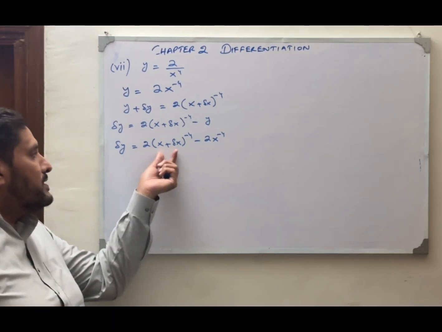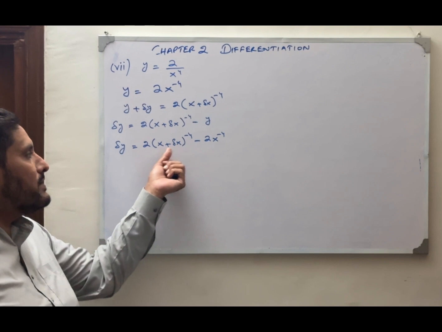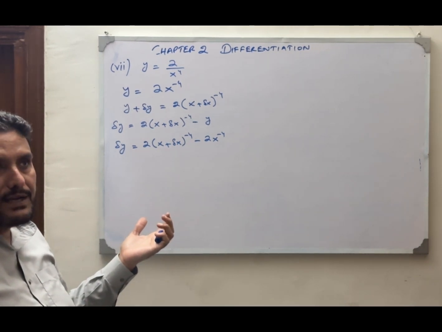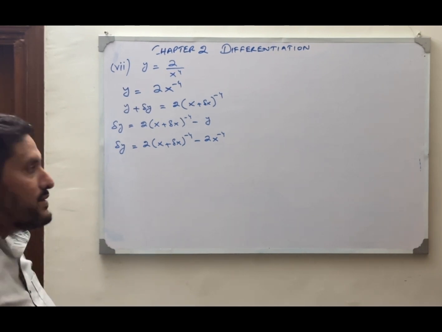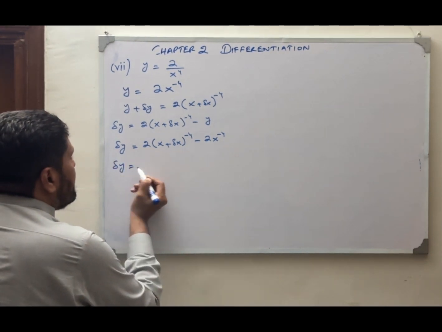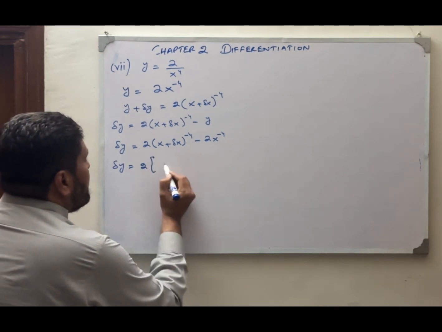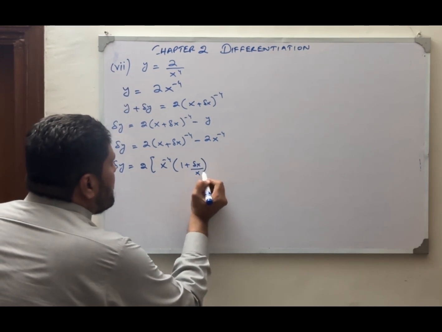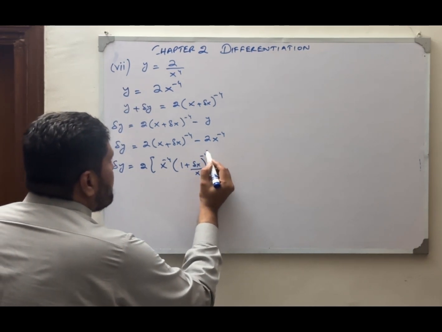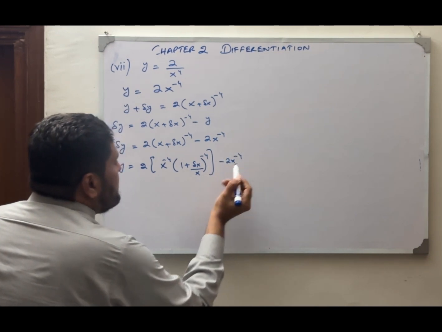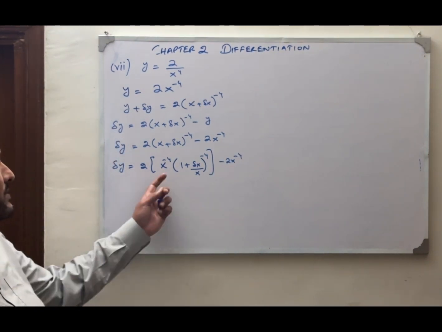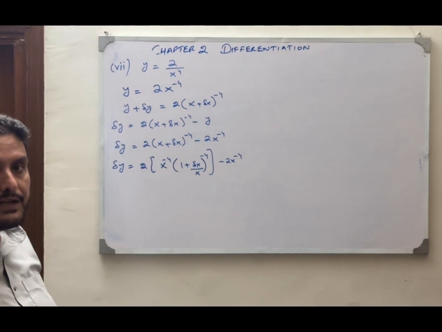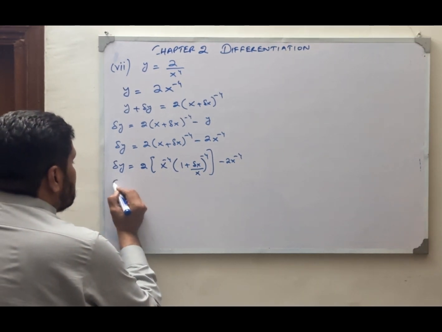Now, to simplify this equation, we take x power minus 4 common from this expression and make it a binomial expansion. By applying the binomial expansion, we are able to get the result. So delta y is equal to 2 into x power minus 4 into (1 plus delta x by x) power minus 4, minus 2x power minus 4. Here, for this (1 plus delta x by x) power minus 4, we have to apply the binomial expansion as we did in the previous questions.